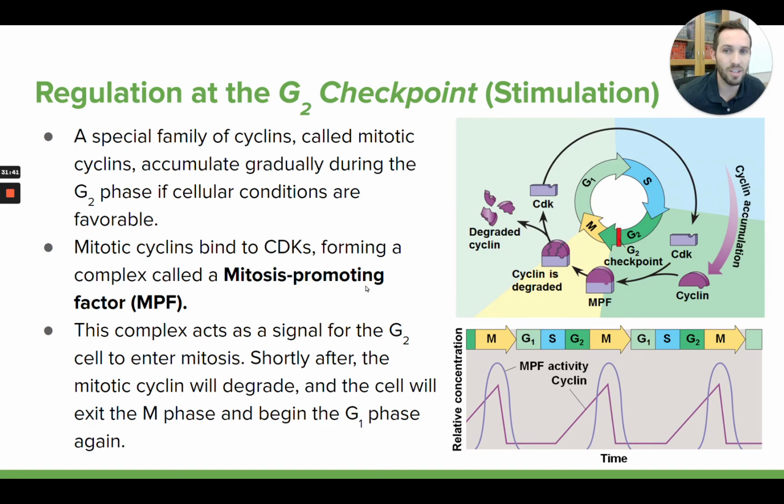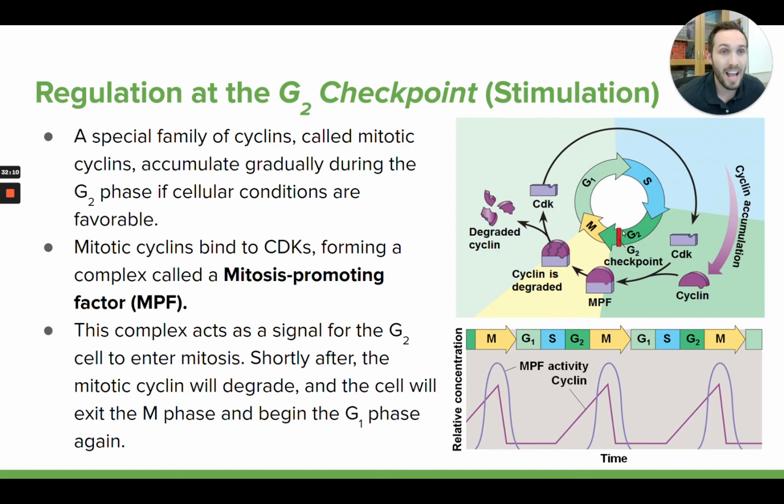MPF is the mitosis promoting factor, but it's basically just an activated CDK. It's a special type of CDK that came together with a special type of cyclin, and this is the CDK and cyclin that's going to start mitosis. It's going to start turning on and phosphorylating the proteins needed to get mitosis to start. That's why it has a special name, the mitosis promoting factor, which allows the cell to get past G2 and this checkpoint to start mitosis.